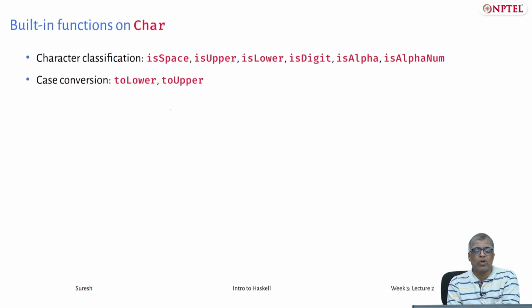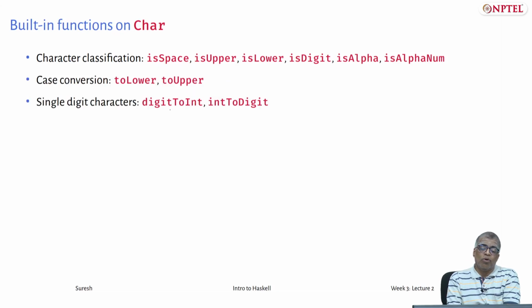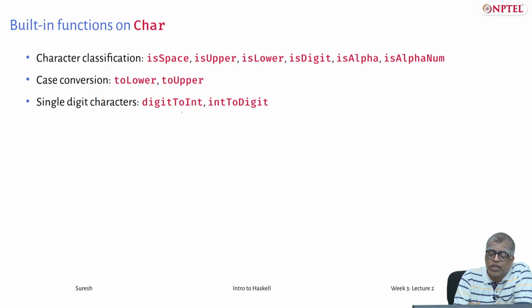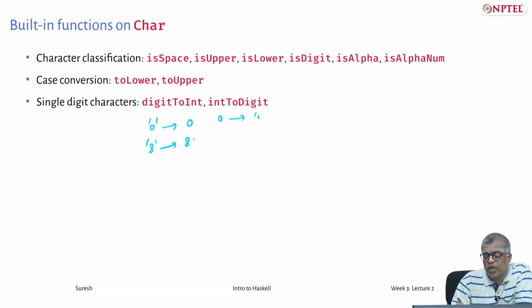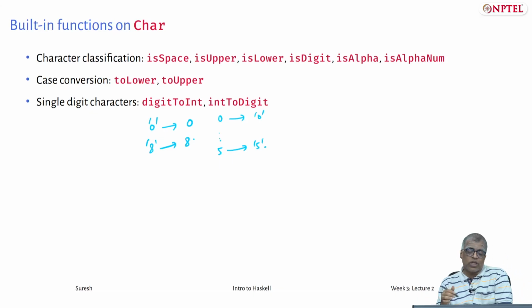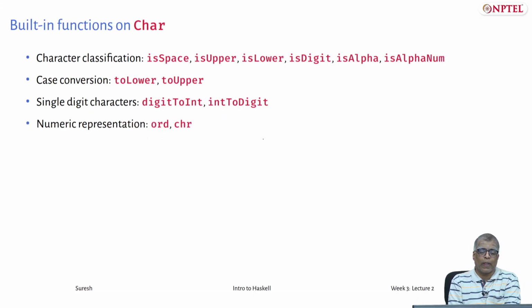Okay, we can do case conversion. You can do single digit characters. digitToInt will take a digit character, something like 0, and it will produce the number 0. Something like 8, and it will produce the number 8. intToDigit will take a single digit number, and it will produce the corresponding digit. So, these are useful utility functions for you to have. And you have numeric representation, ord and chr, like I told you. These are all provided in Data.Char.